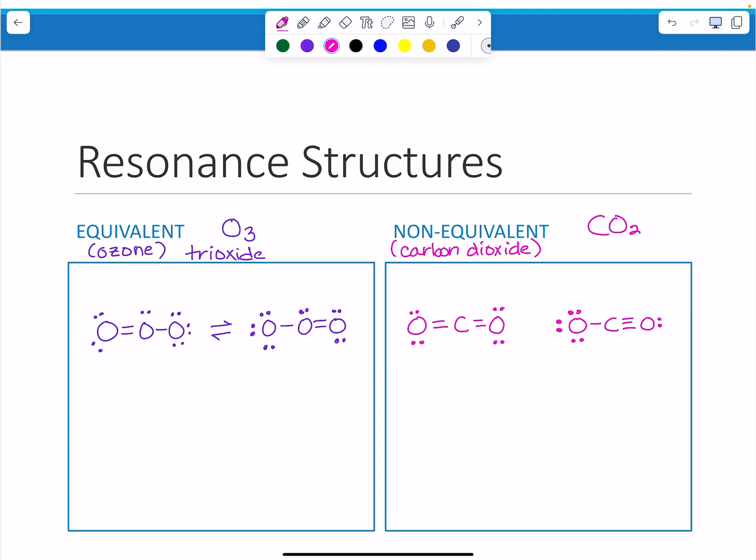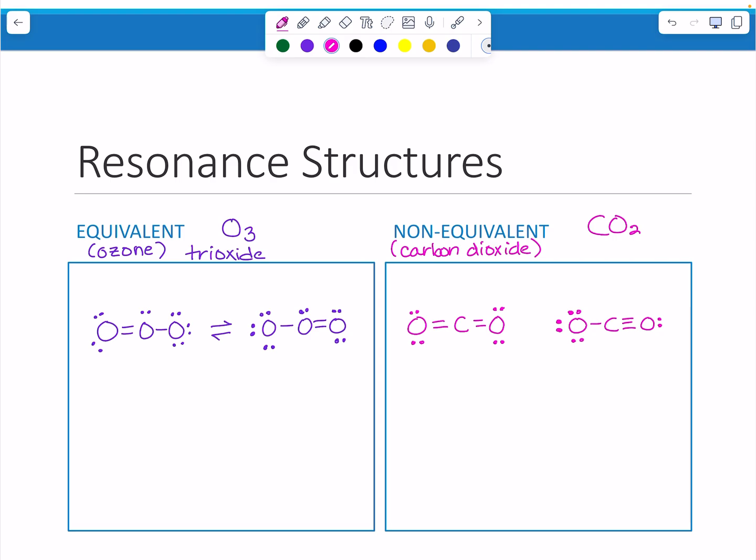Does that follow all the rules? Does our carbon have 4 things bonded to it? Do all of our atoms have 8 electrons around them? Does that structure follow the rules?